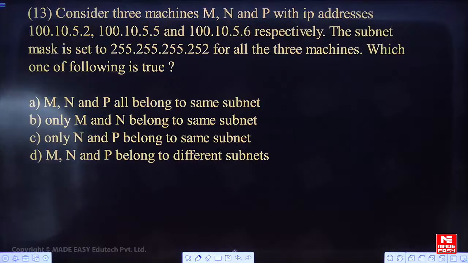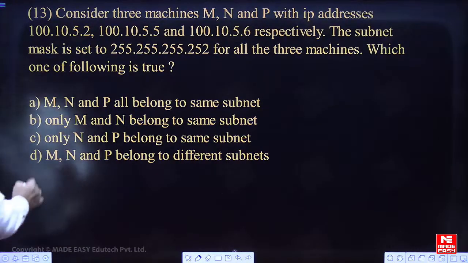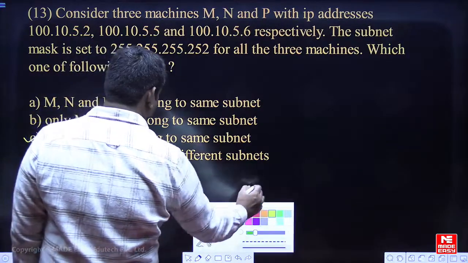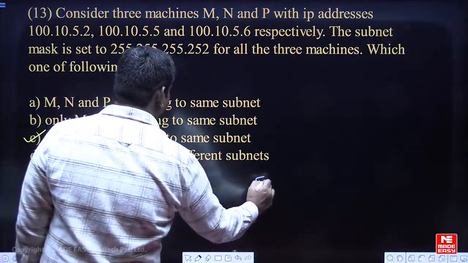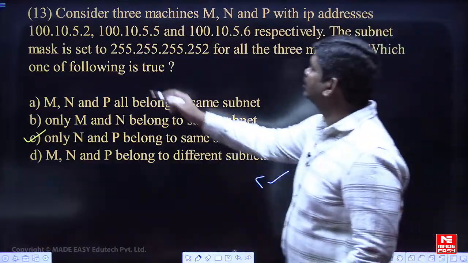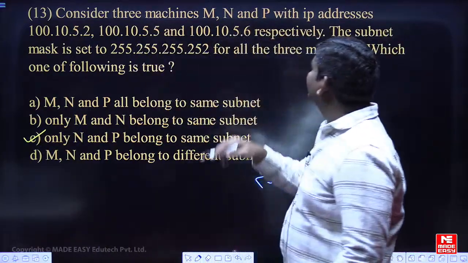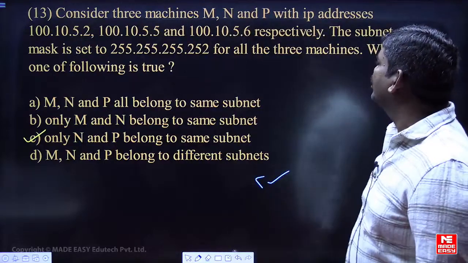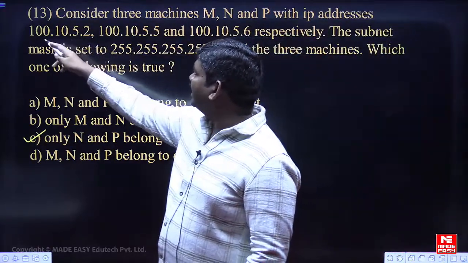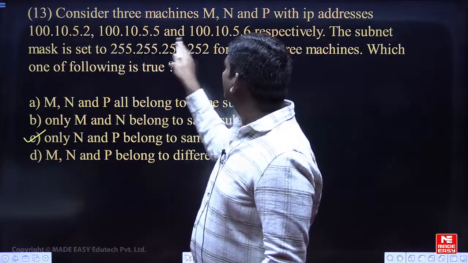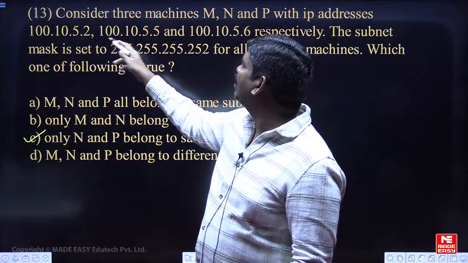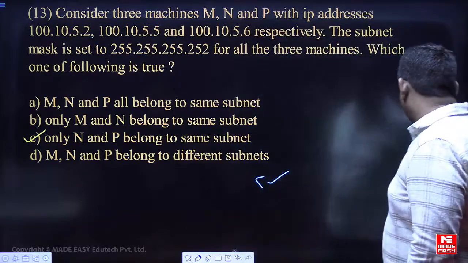Yashwant, correct. Mogra, correct. Okay, only N and P. So we can say here C is the answer. Okay, C is the answer. So how? See, this is 2 and this 5 and this 6, convert into binary, you will get the answer. Why only this ending octet? Because you can see the remaining 3 octets are the same, so the prefix is the same. So you can distinguish only with the help of this fourth octet.